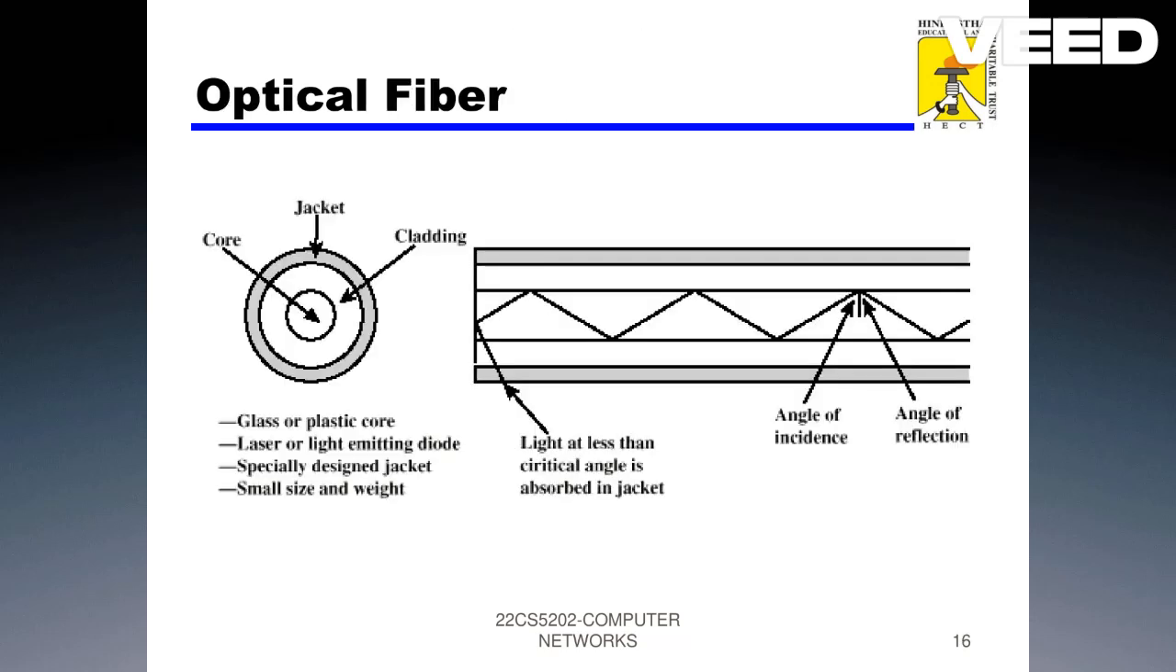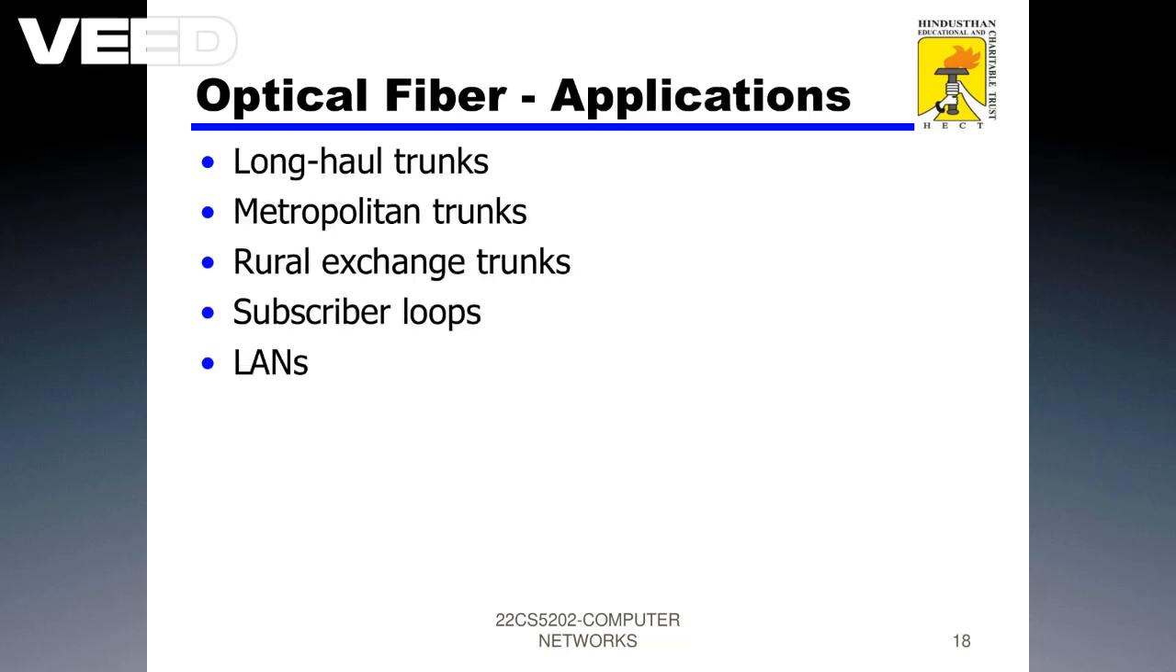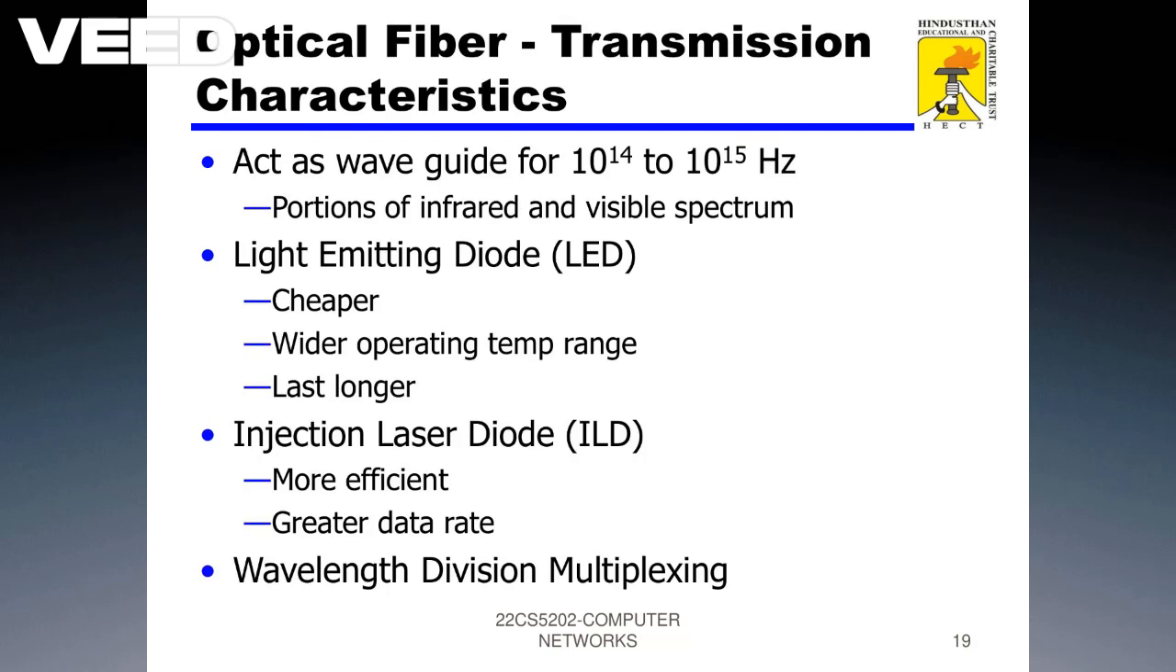This is the optical fiber cable, which consists of the core, jacket, and cladding. These three layers are combined, and it supports analog and digital transmission, and the angle of transmission and incidence also has to be considered. Optical fiber's main benefits are greater capacity, smaller size, lower attenuation, electromagnetic isolation, and greater repeater spacing. Its main applications are long haul trunks, metropolitan trunks, rural exchange, subscriber loops, LANs, WAN, and MAN. It is guided for 10^14 to 10^15 hertz, supporting LED, ILD, and wavelength division multiplexing.